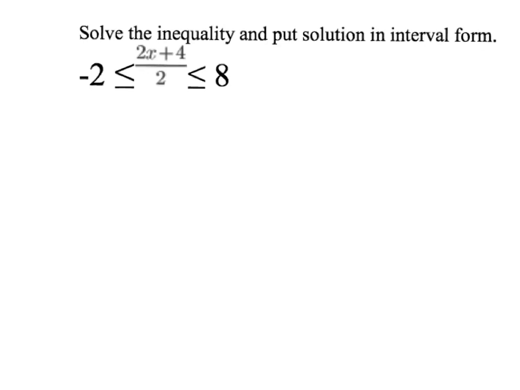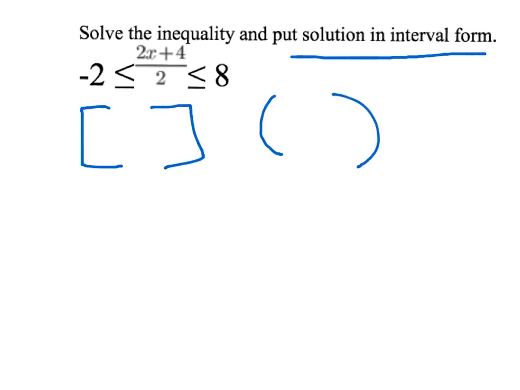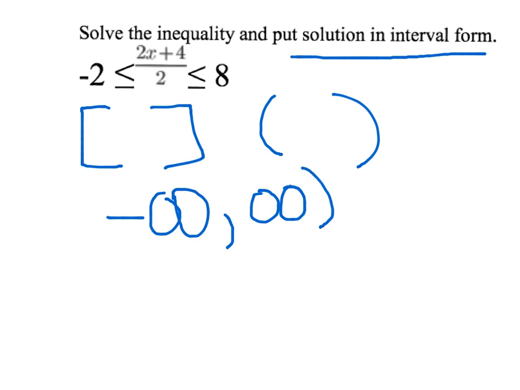When looking at this problem, the first thing we should notice is we have to put our solution into interval form. Interval form is the same thing as interval notation. Interval notation consists of putting our answer in either brackets and or parentheses. We also know that if x is less than a number, we will end up with a negative infinity. If x happens to be greater than the number, we will end up with a positive infinity. Infinities always have parentheses around them.